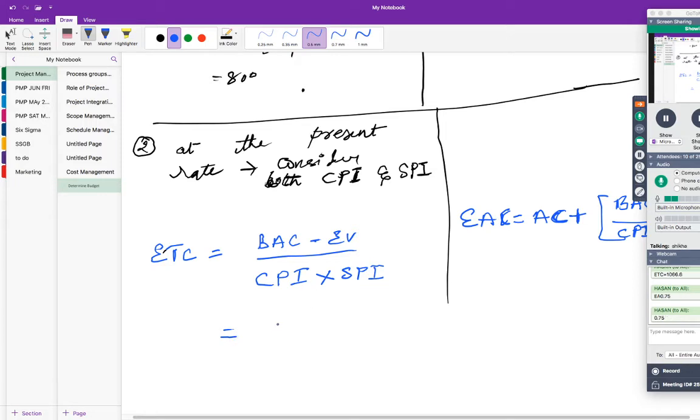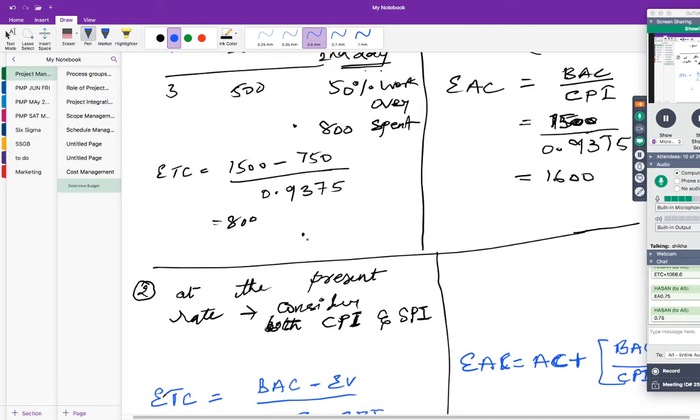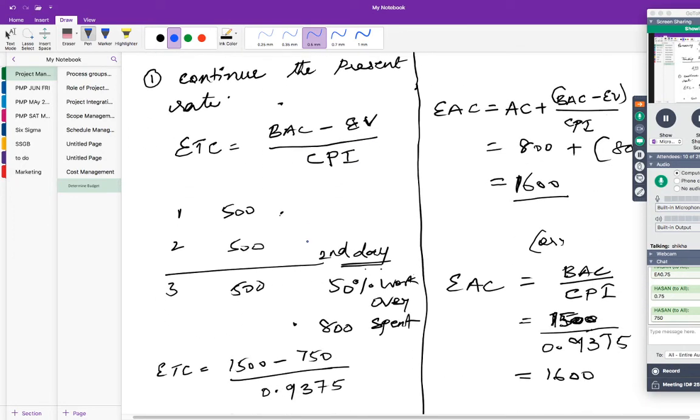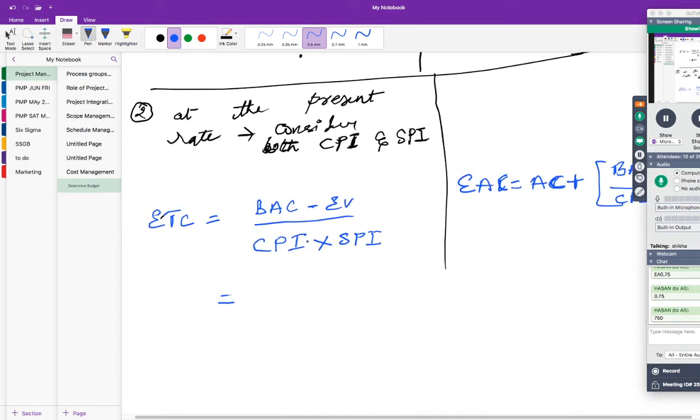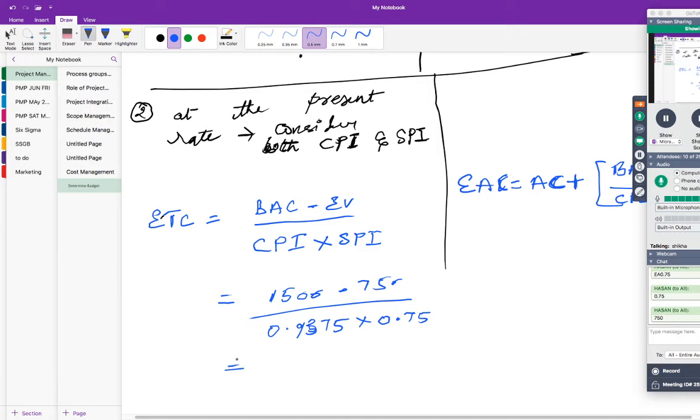So it was BAC minus EV. How much was BAC minus EV? 1500 minus 750. How much was that? 750. So 1500 minus 750 divided by 0.9375, which is your CPI, into 0.75. So this was equal to how much? 1066.